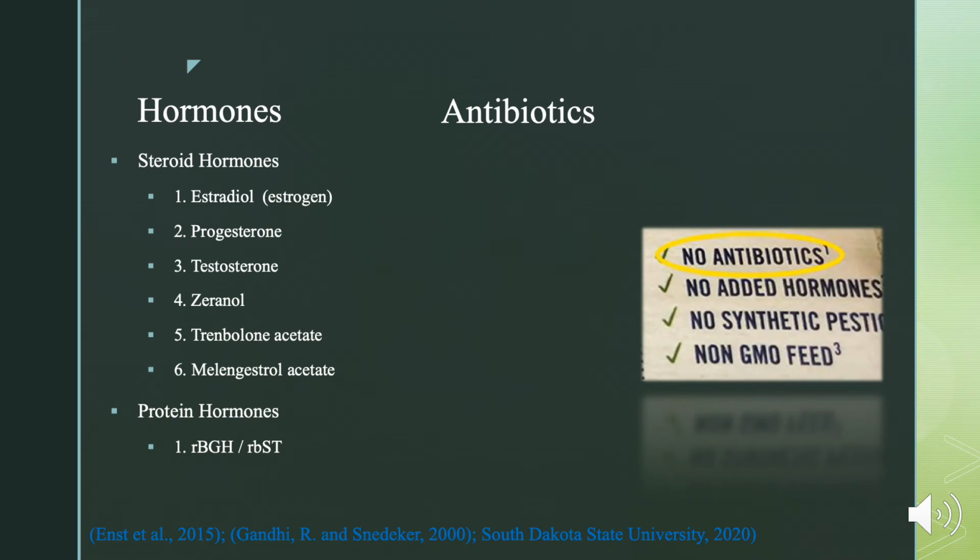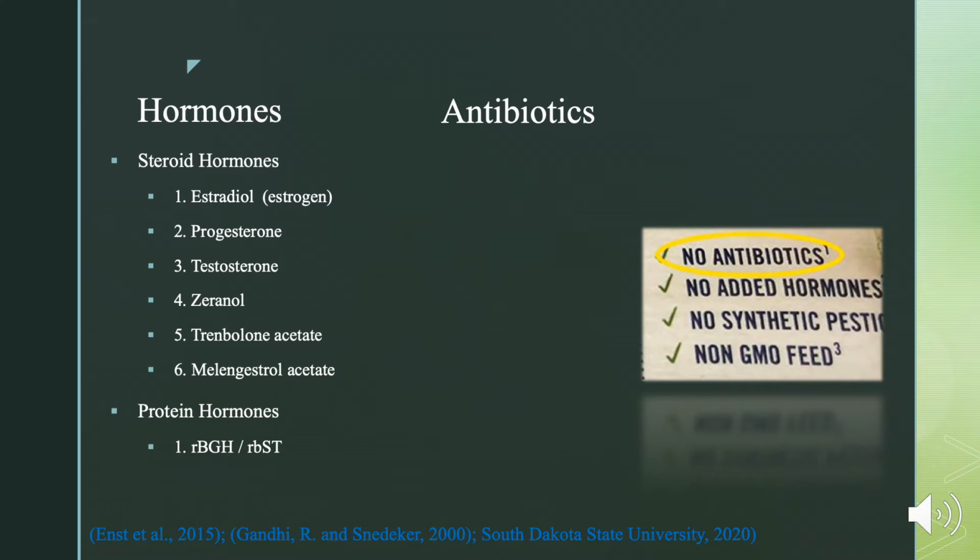Some specific names of growth hormones used today in food production are as follows. There's estrogen, progesterone, and testosterone, and these three are naturally made, meaning humans make them as well as animals within their bodies. Estrogen and progesterone are the female sex hormones, and testosterone is the male sex hormone.